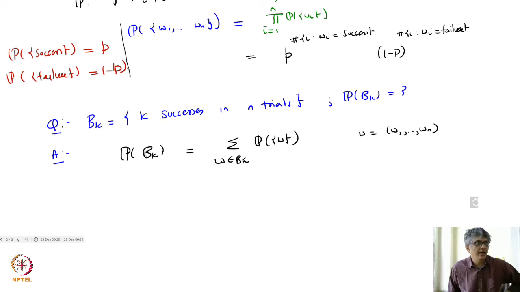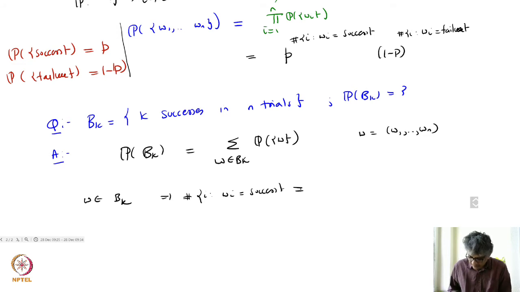So now I know the probability of any omega is just p to the power of the number of i's where omega_i is success, times 1 minus p to the power of the number of i's where omega_i is failure. Now you note if omega is in B_k, what do we know? There are k successes. That means we know two things. The number of i such that omega_i is equal to success, because omega in B_k has k successes, this has got to be equal to k.